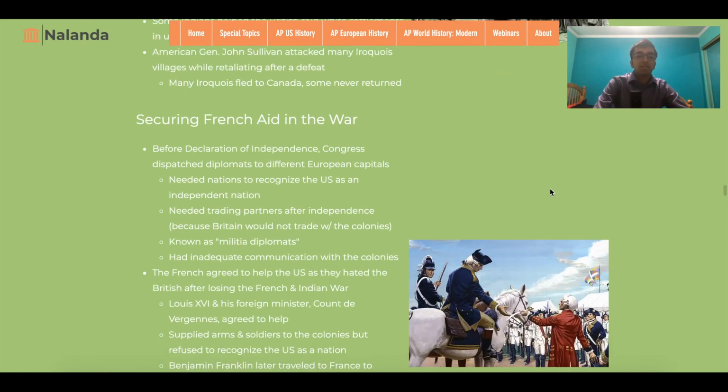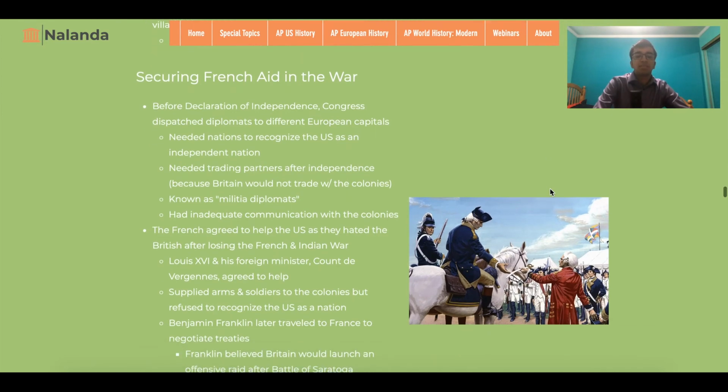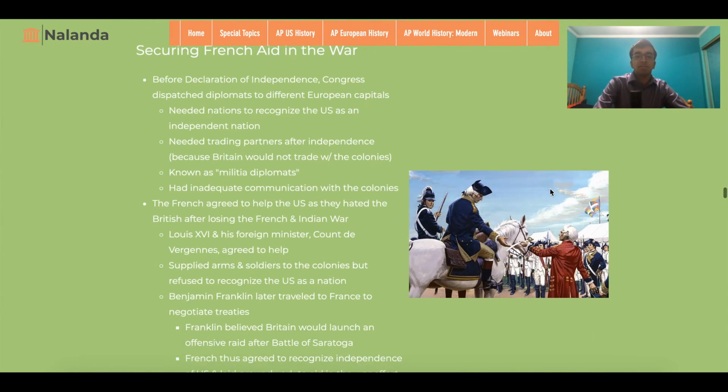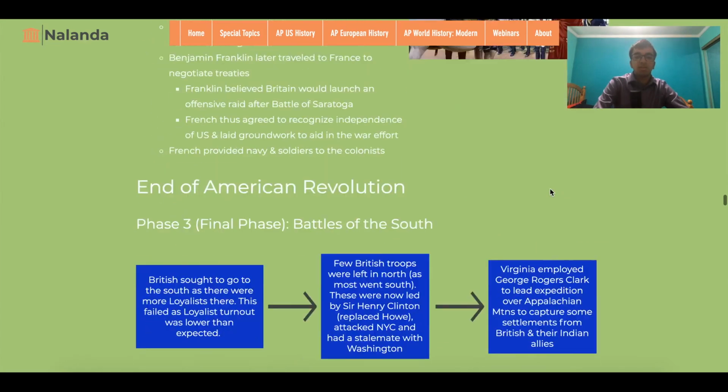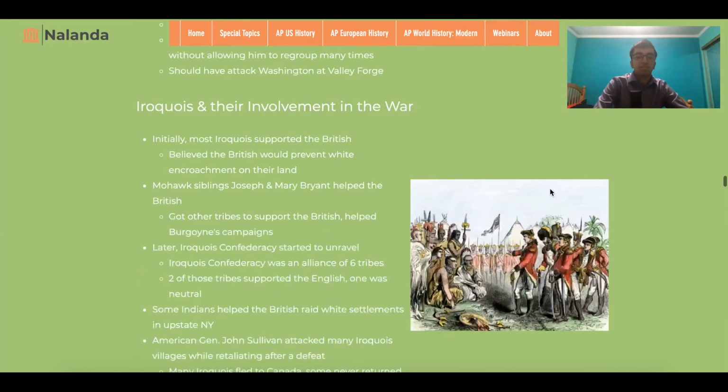After this, the colonists secured French aid in the war. Louis XVI of France and his foreign minister, Count de Vergennes, agreed to help the colonists because they wanted to defeat the British after losing the French and Indian War. And now the final phase of the war comes in the Southern Colonies.